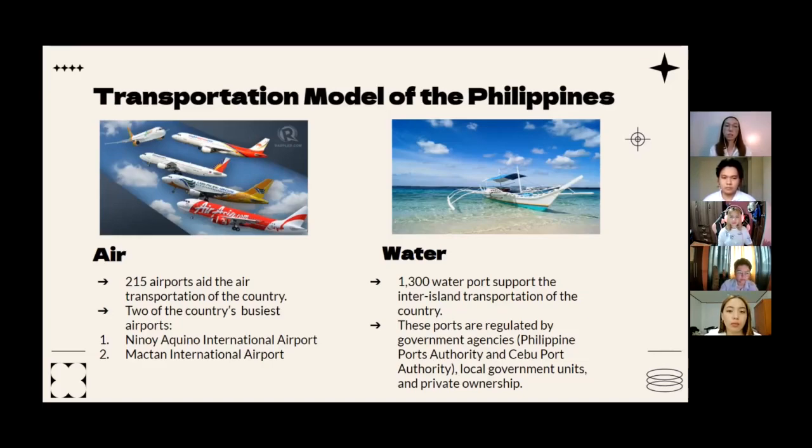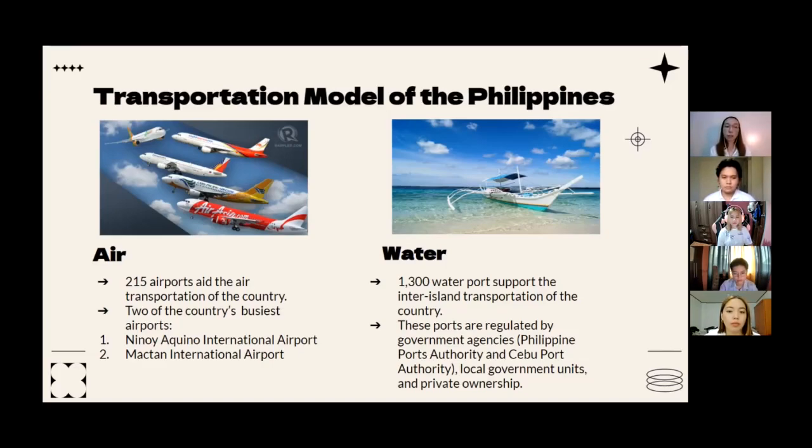Two of the busiest airports in the Philippines are the Ninoy Aquino International Airport in Manila, which accommodated 435,486 aircraft movements with an estimated 29.6 million passengers in 2011, and the Mactan International Airport, having 82,554 aircraft movements with approximately 6.3 million passengers in the same year.